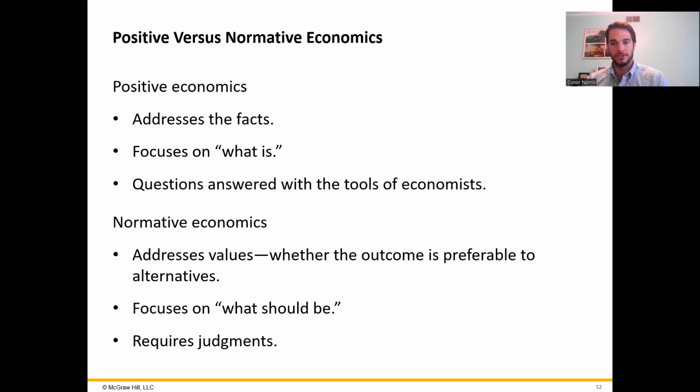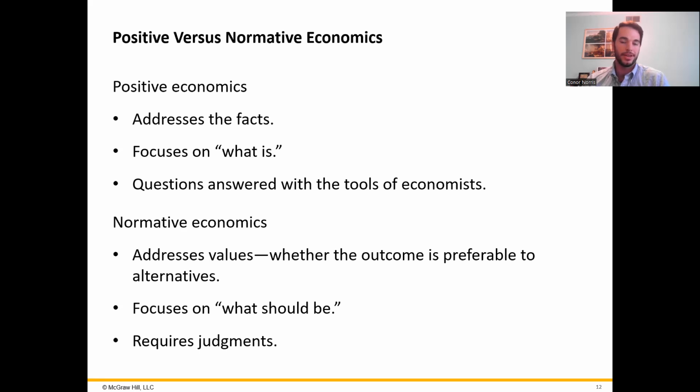Now, normative analysis is different. This focuses on values. So this is whether the outcome that results is preferable to any of the alternatives. So instead of being concerned with what is, we're concerned with what should be or what ought to be. So we can't simply reach these normative conclusions through analysis. We can say that an event will result in a specific outcome using some model, but that model is not going to tell us whether the outcome is good or bad.